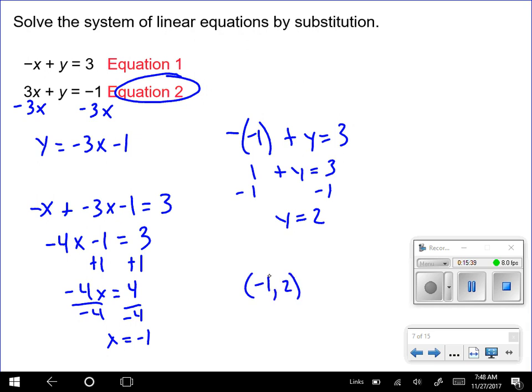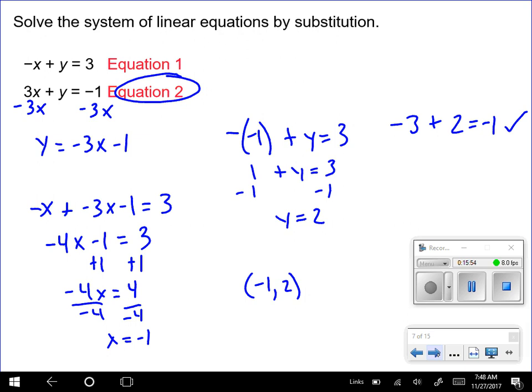We should make sure that works. So we would have, obviously, here prove that that one works. So 3 times negative 1 would be negative 3 plus 2 should equal negative 1. That's true. So we are good.